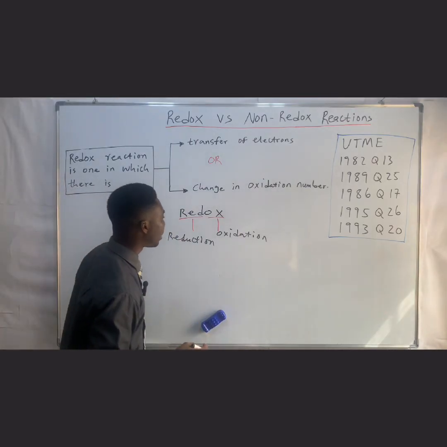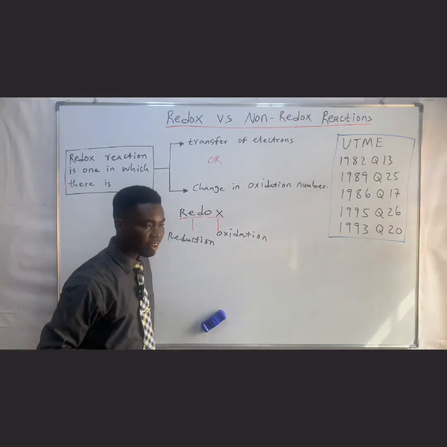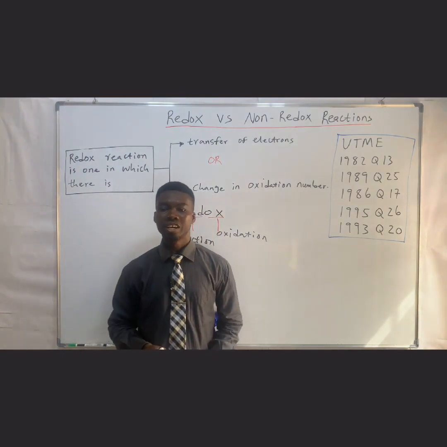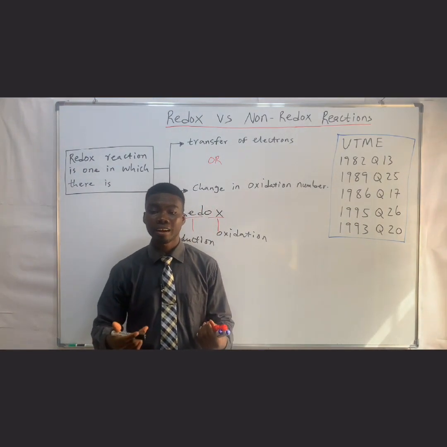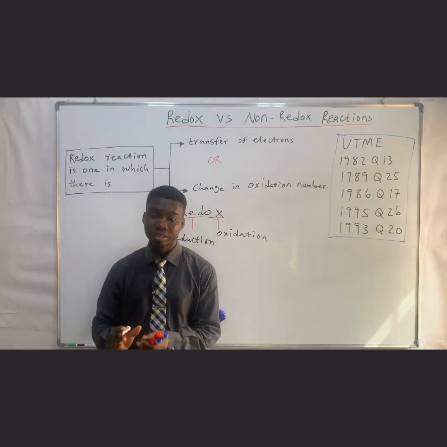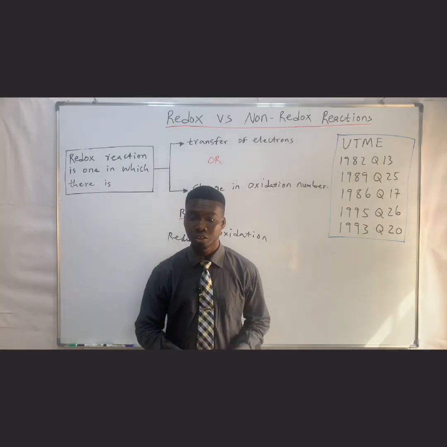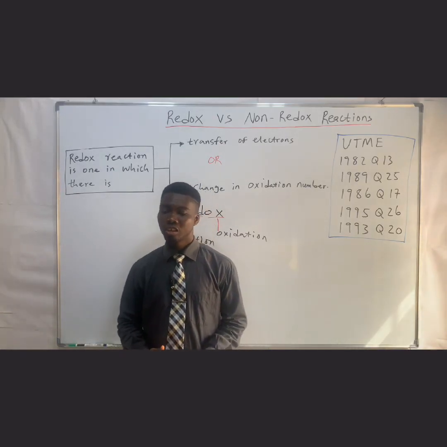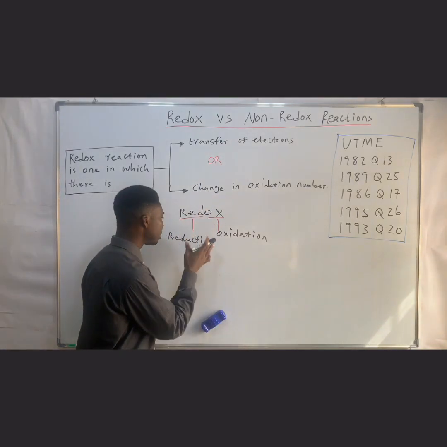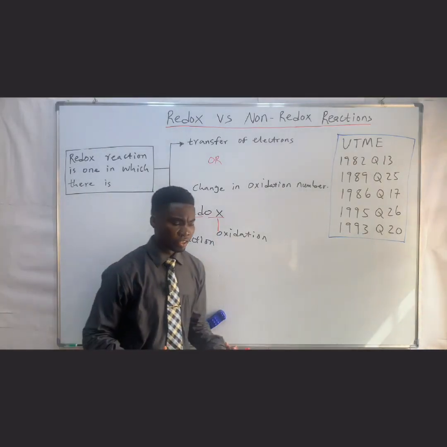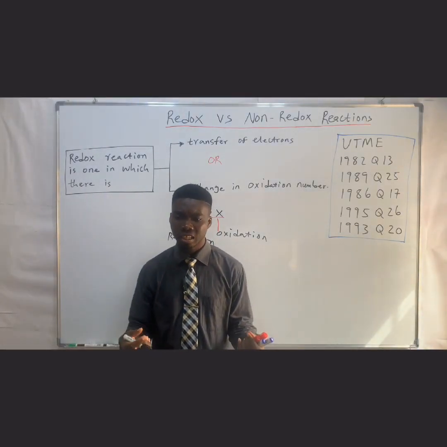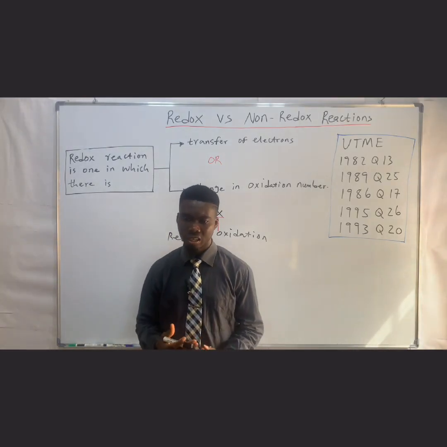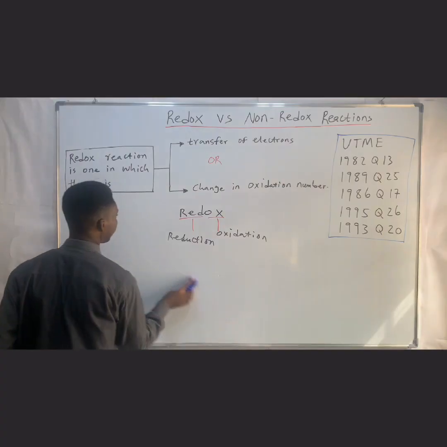So a redox reaction involves reduction and oxidation. If you see a particular redox reaction, there is going to be reduction and there's going to be oxidation taking place concurrently, simultaneously. Reduction and oxidation are two opposite but complementary processes. All right, so we are going to take a look at that now.